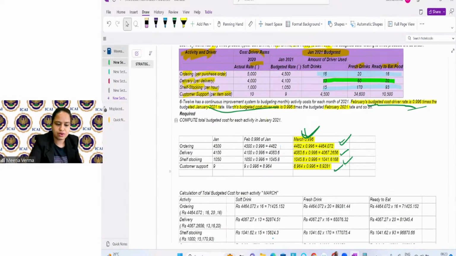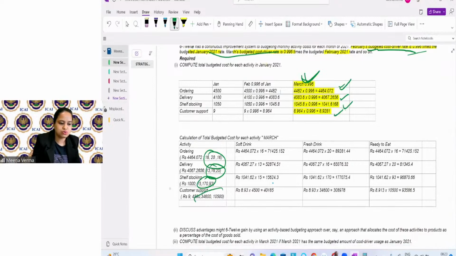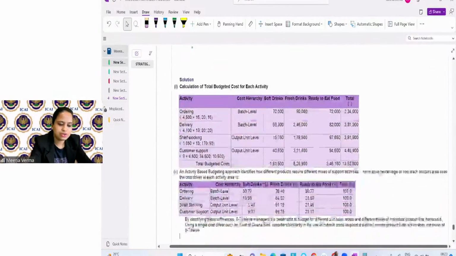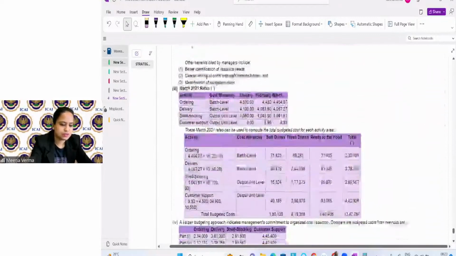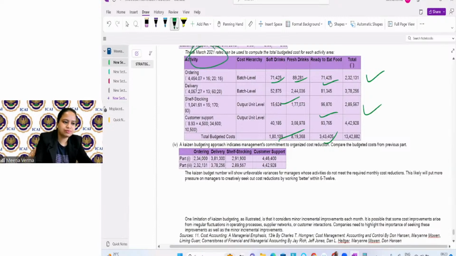We know the basis of allocation will remain the same, right? So on the basis of the same allocation, we have allocated these costs to the products, using a new cost driver for the month of March. So we have done this calculation for the month of March. All right. That's it. Simple. You can see that they have done the question in this way. This is how we have allocated the new cost for the month of March.